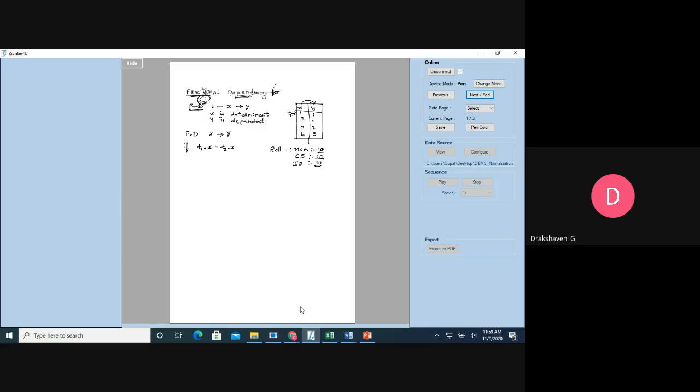So Rashmi's value is repeated twice. 10, 10 I have given. Then what should be the same? Then T1.Y should be equal to T2.Y.